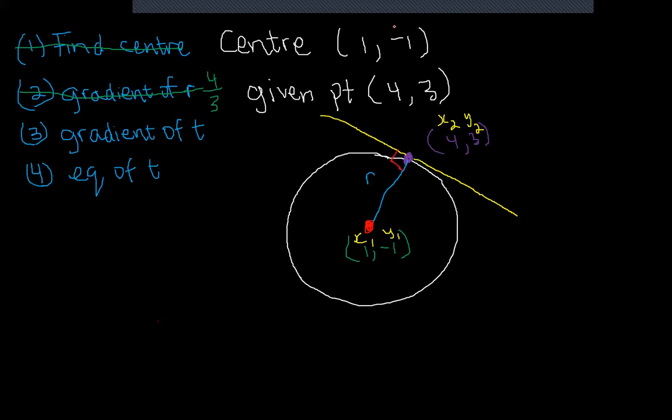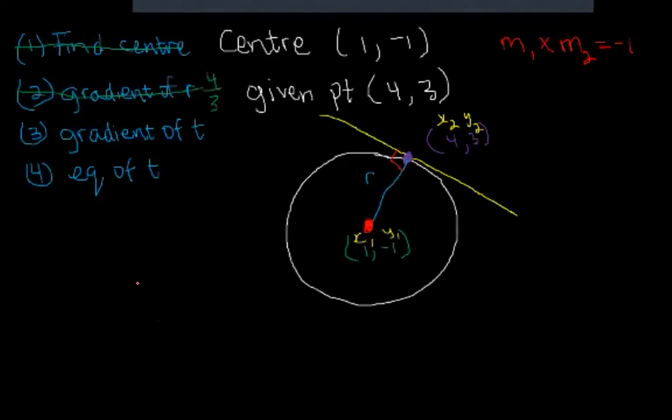When we were learning about straight lines, we learned that for perpendicular lines, the product of their gradients, so let's say M1 is the gradient of the radius, multiplied by M2, which is the gradient of the tangent, would be equal to -1. This is the same for all perpendicular lines. If lines are perpendicular to each other, their product would be equal to -1. Remember to stop me if I lost you.